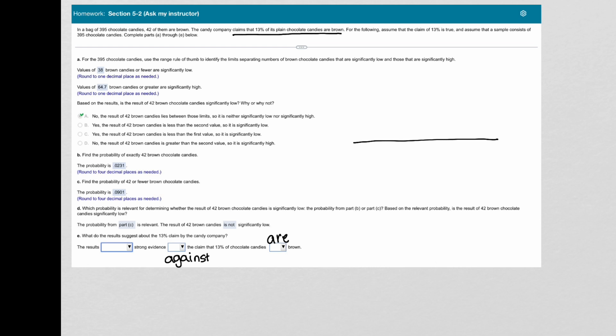And this is something that's really going to come up more when we get to hypothesis testing in Chapter 8. But for the moment, just know to use the word against because they're saying that 13% are brown. And so do we have strong evidence against that particular claim? We do not. So the results do not provide strong evidence against the claim. And that's the end of that problem.